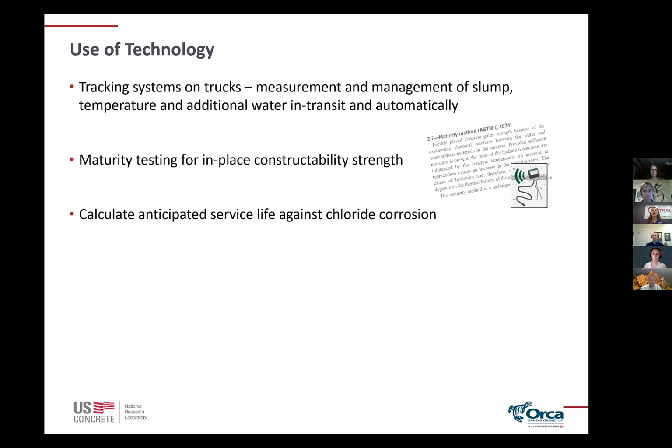And then lastly, I just wanted to touch on the use of technology. This is another way that concrete ready mix producers can be moving forward, and something I think we'll see more in the future. There are tracking systems on trucks that allow the measurement and management of slump, temperature, and additional water in transit, or even admixture in transit can be done automatically. And so this allows a lot more transparency now and a lot more data. And as more of this data gets collected, then we can be using this more to do things more efficiently.